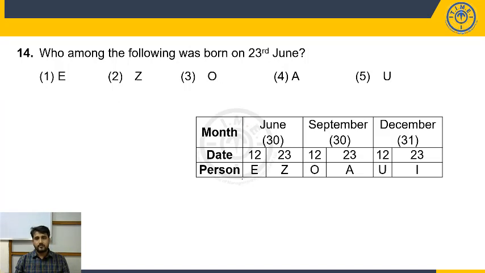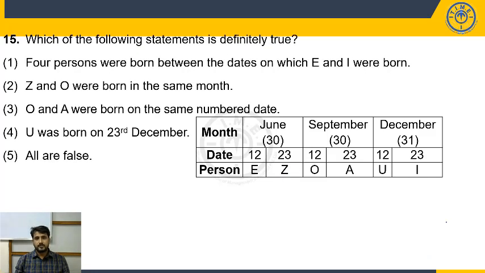Who among the following was born on 23rd June? 23rd June, Z. Choice 2. Which of the following statements is definitely true? 4 persons were born between the dates on which E and I. Between E and I 4? Yes. And there is no such option as more than one of the above. So my answer is choice 1.